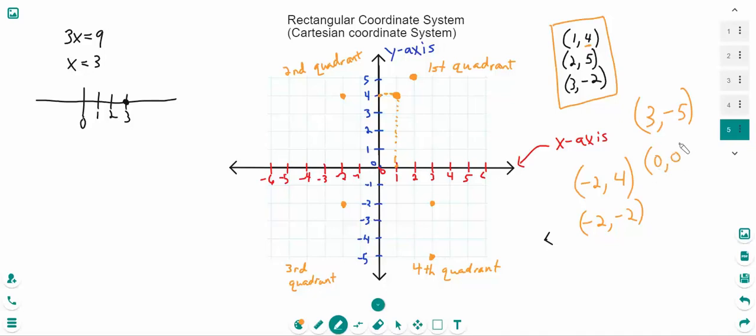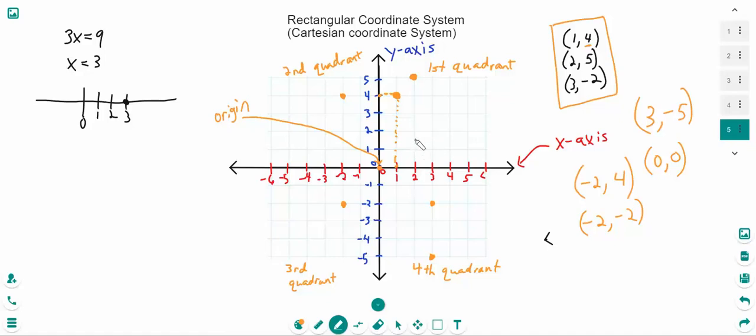What about 0, 0? That's also an ordered point. X is equal to 0, y is equal to 0. Well, there, you're going to be right on the center. We have a name for that. We call it the origin. All right? Maybe I'll even just draw an arrow down here and say that is the origin. Okay? 0, 0. All right. Excellent. Very good. So that is how the rectangular coordinate system works.